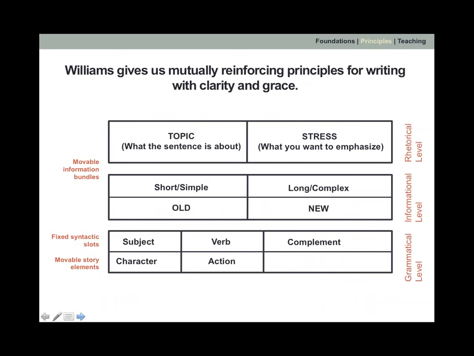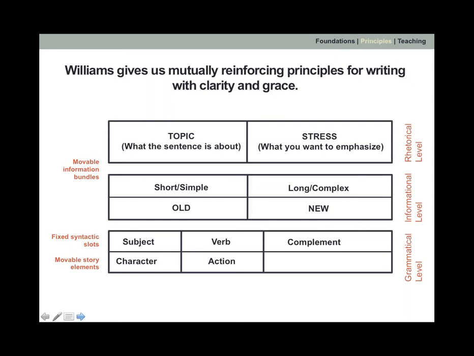This is Williams's graph and my commentary on the sides. So what I understand Williams to be arguing or asserting in his book is that we can think of sentences as a kind of laminate, as operating at three different levels. We have a grammatical level in which we want to align the grammatical subject and the grammatical verb with the character of the story and the action of the story that we're telling.